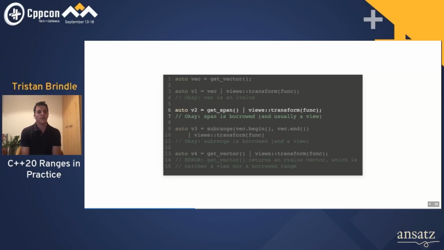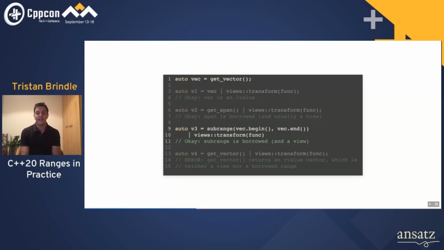Second example, we've got an imaginary function called getSpan. Imagine it returns us an R-value span. Well, a span, standard span, is a borrowed range. It's also usually a view, not always. Let's not get into that. But it's a borrowed range, so it's viewable, so it can be used as an R-value with views transform. That's going to work just fine.